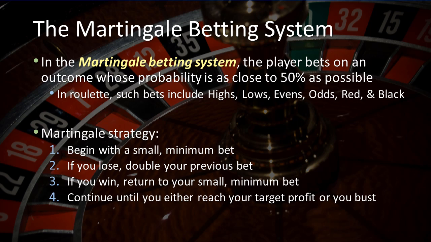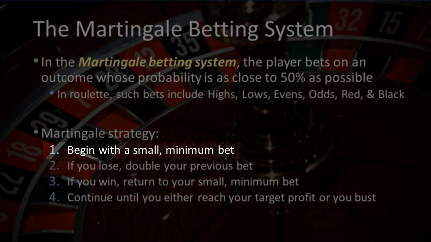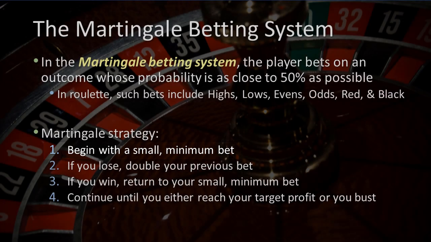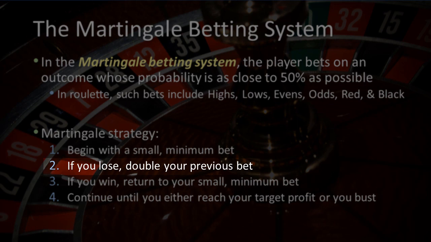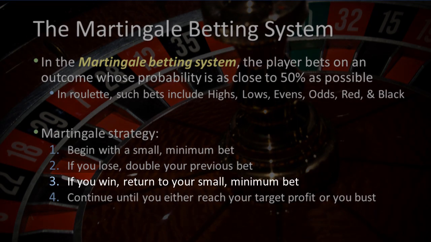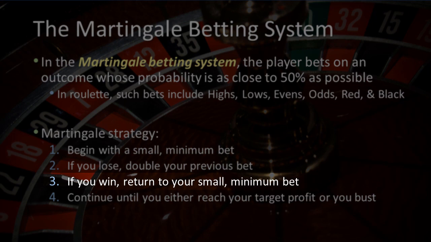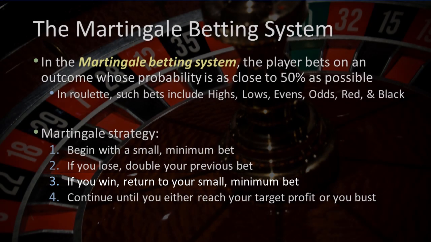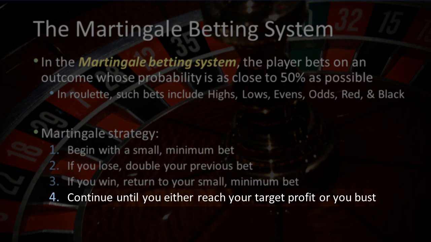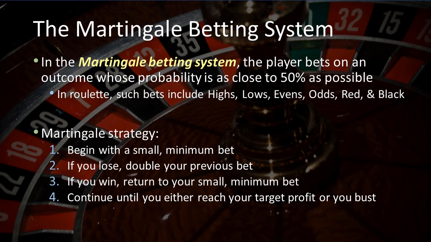The Martingale strategy then proceeds as follows. First, the player places a small, minimum bet on one of the even money options. If the player loses, they double their previous bet on the next spin of the wheel. If the player wins, they return to their small minimum bet for the next spin of the wheel. This process then continues until the player either reaches a target amount of profit or they bust and are unable to continue playing. Let's see an example of this strategy being used with roulette.